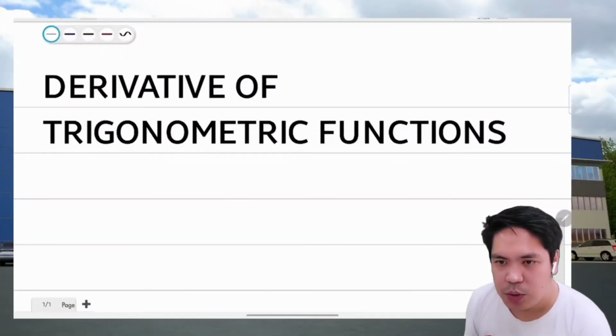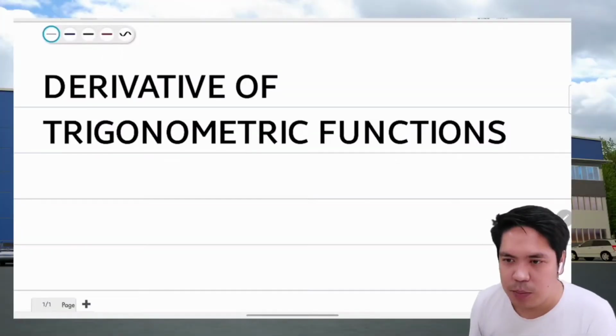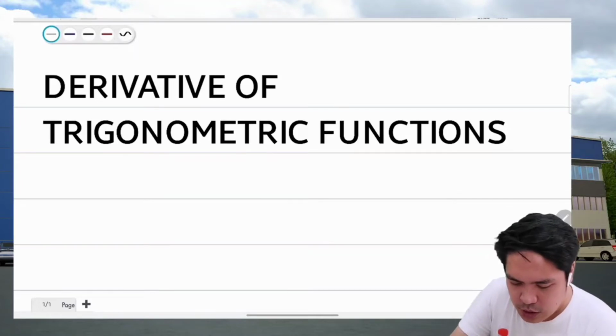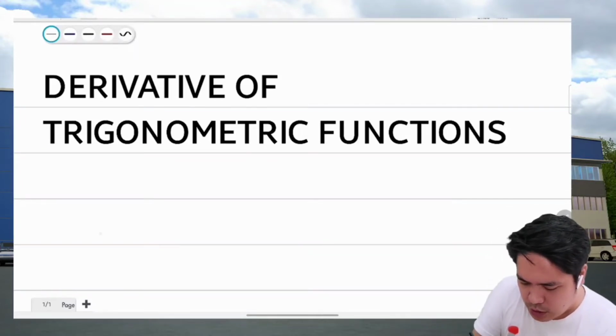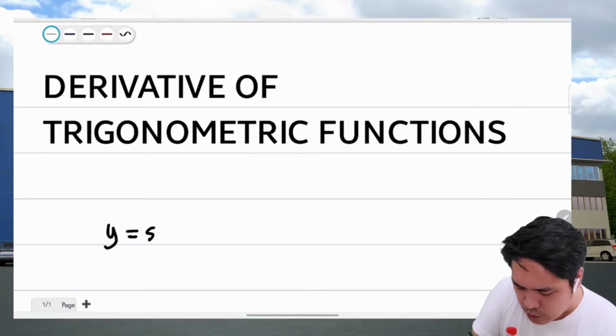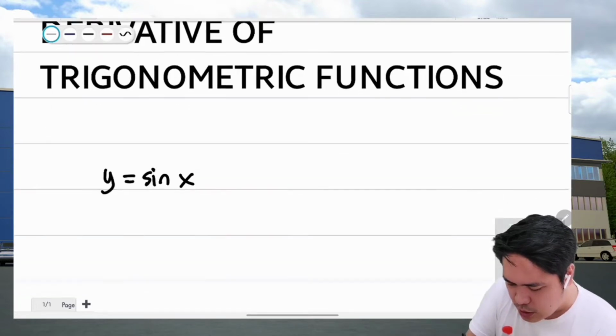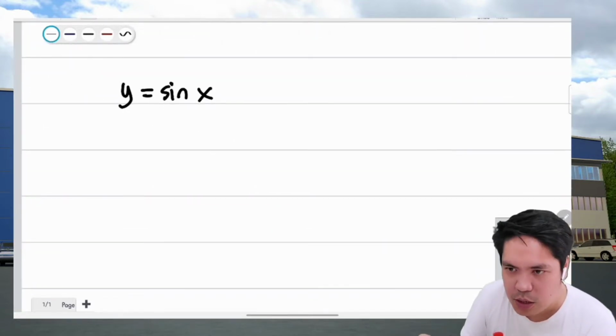Now we will be discussing the derivative of trigonometric functions. And we shall start by obtaining the derivative of y equals sine x, because this is the most basic. Okay?